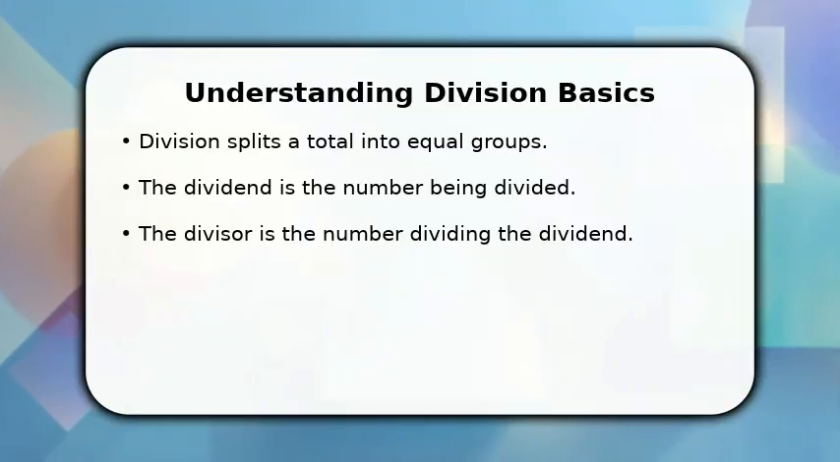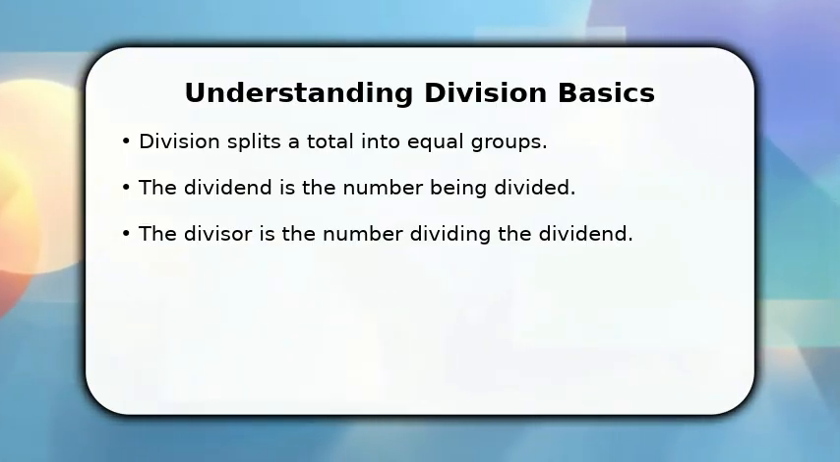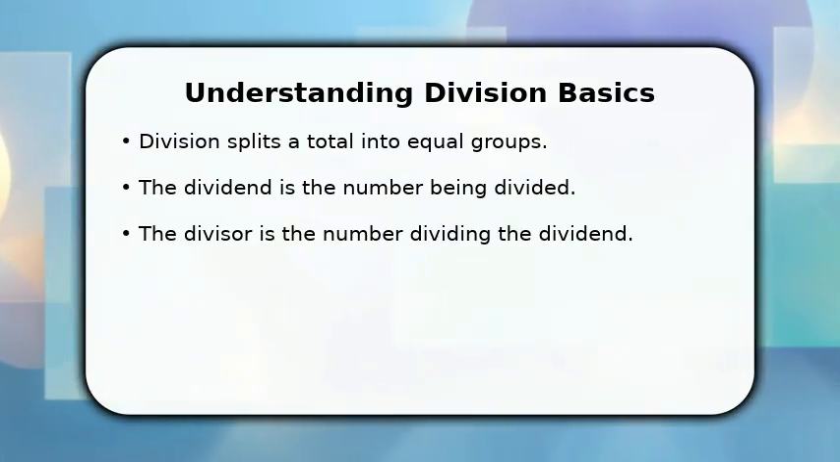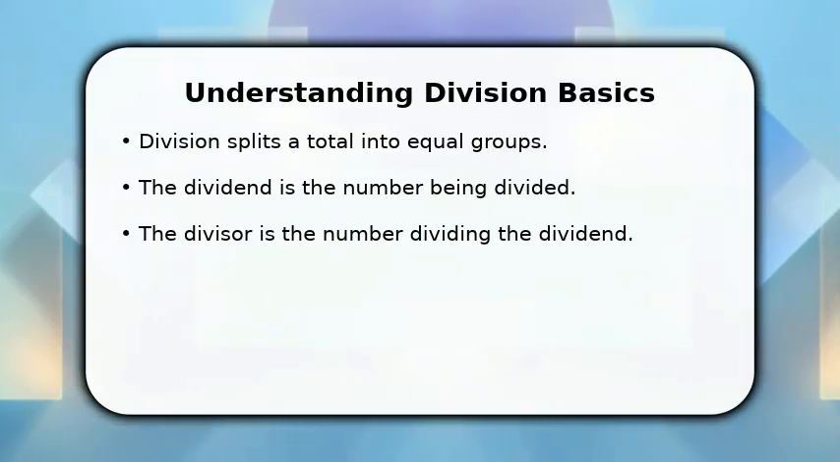In this video, I will explain how to do the division method. Division is a fundamental arithmetic operation that helps us split a larger number, called the dividend, into smaller, equal parts. The number doing the dividing is known as the divisor. The answer we get from this process is called the quotient, telling us how many times the divisor fits into the dividend. It's a crucial skill for everyday math.